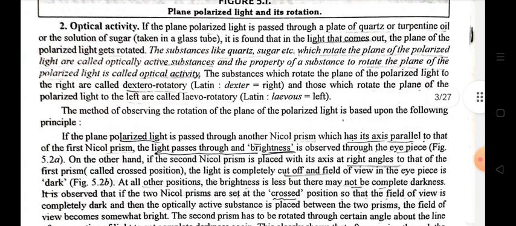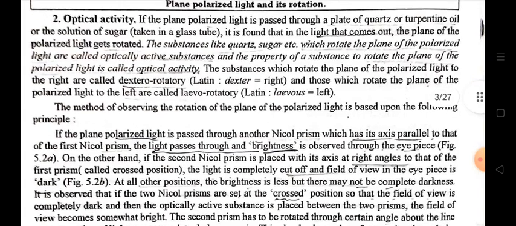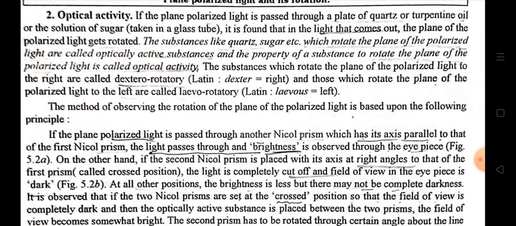The method of observing the rotation of the plane of polarized light is based upon the following principle. If the plane polarized light is passed through another Nicol prism which has its axis parallel to that of the first Nicol prism, the light passes through with brightness and is observed through the eyepiece, Figure 5.2a. On the other hand, if the second Nicol prism is placed with its axis at right angles to that of the first prism, called the crossed position, the light is completely cut off and the field of view in the eyepiece is dark, as in Figure 5.2b. At all other positions the brightness is less, but there may not be complete darkness.